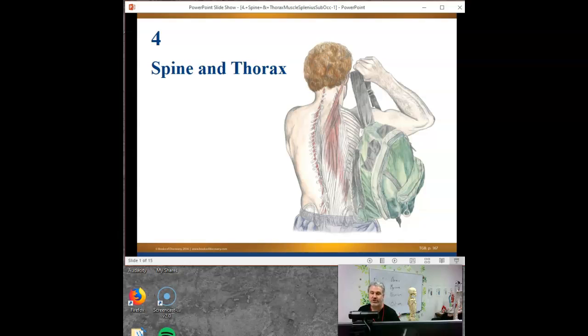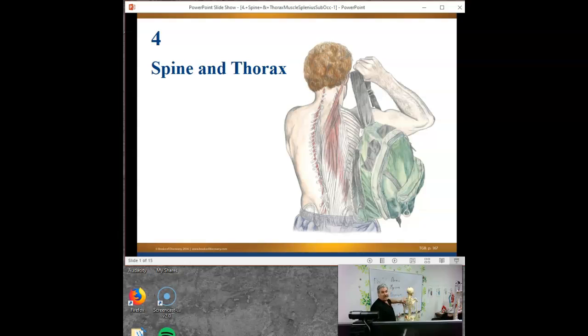Anytime I say teres minor, you say infraspinatus. Anytime I say infraspinatus, you say teres minor. Thank you. That was beautiful. Really well done. And they all help, by the way, to stabilize the shoulder and create a stronger shoulder socket and all that kind of stuff. But those are the 4 rotator cuff muscles. Thank you. Well done, Miss Petrie.